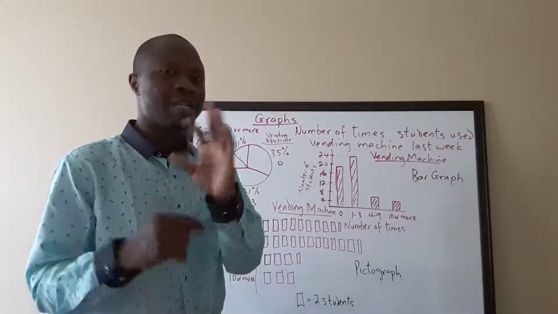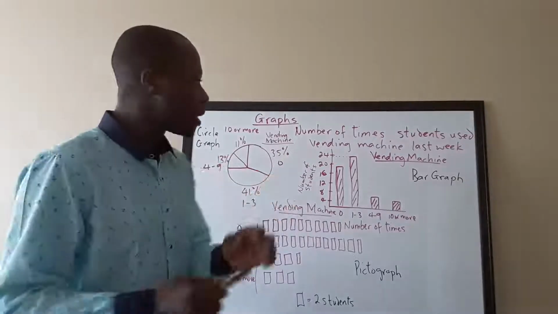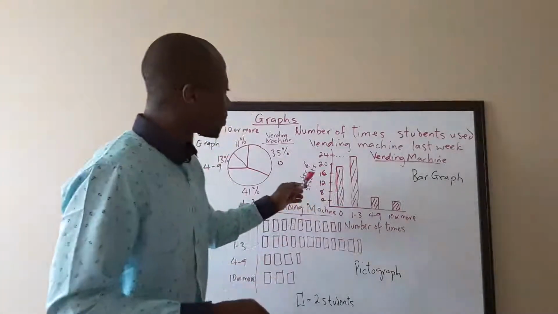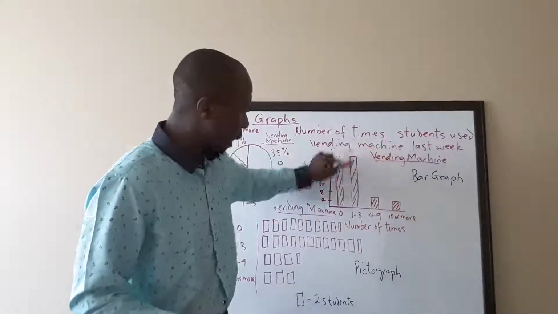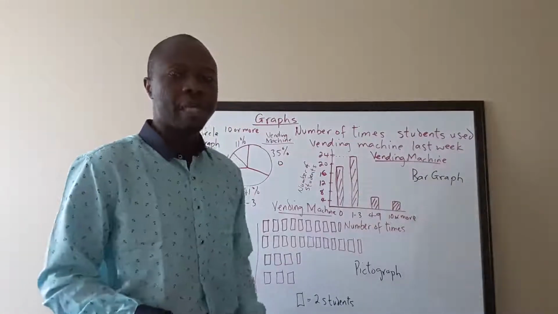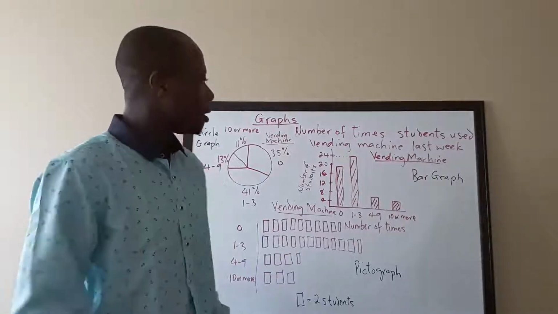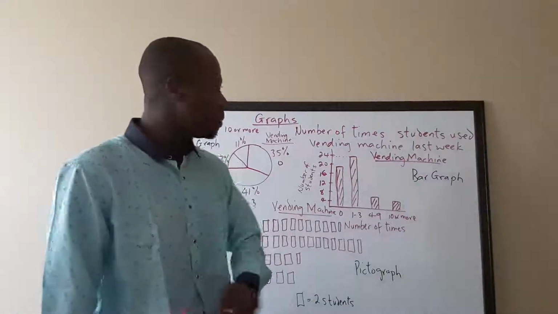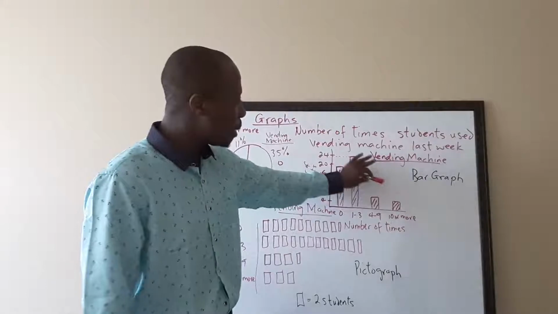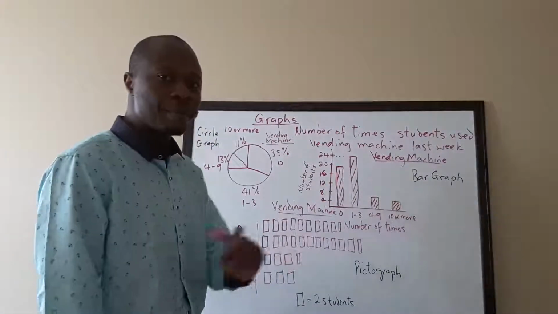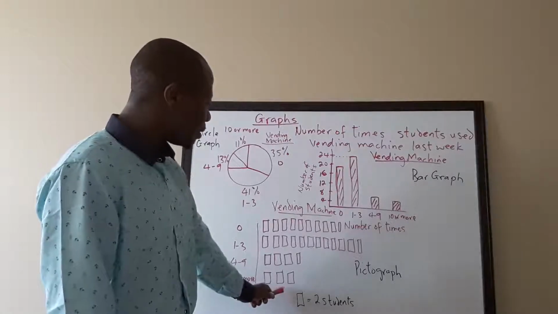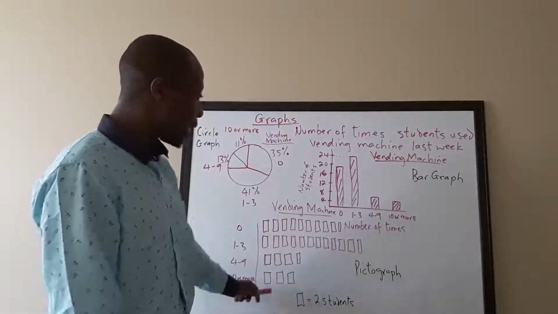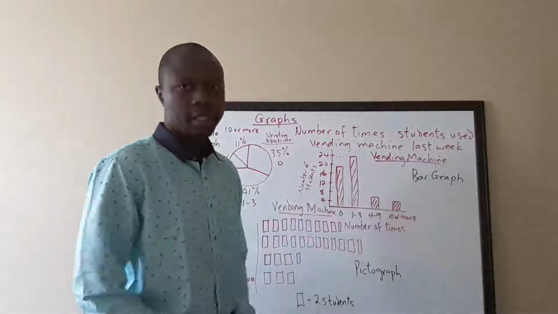But like I mentioned, this may not necessarily be the case, because in this case I'm not really using graph paper. So probably if I use graph paper here, that may not be as big of an issue. But without the use of graph paper, if I'm just using plain paper, then it's clear for me to see that 6 students use the vending machine 10 or more times here than here.